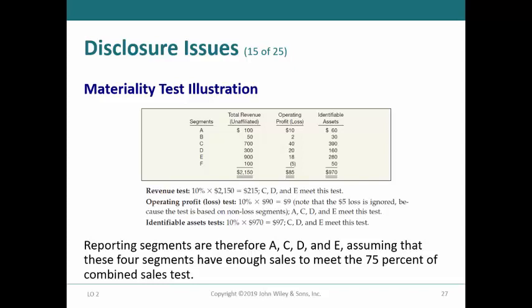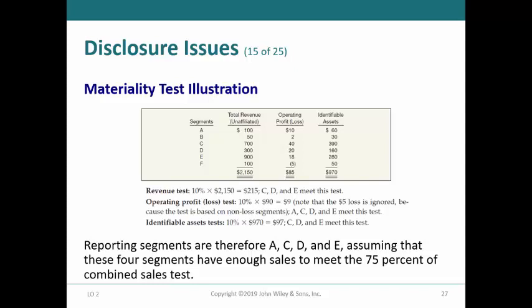The last test is identifiable assets. The total is $970, so 10% would be $97. Segments C, D, and E meet this test. So the identifiable segments are A, C, D, and E, because the segments only have to meet one test to be included.